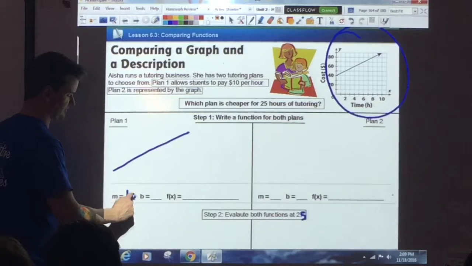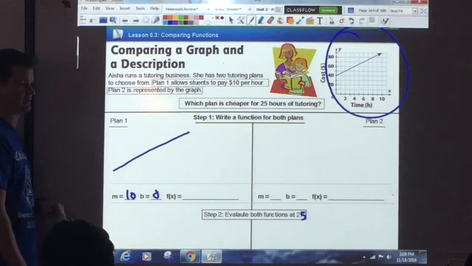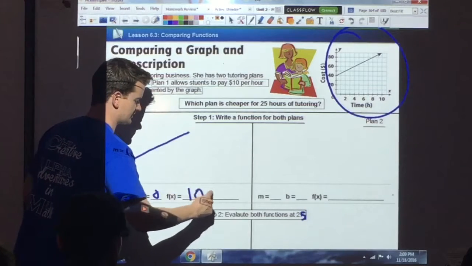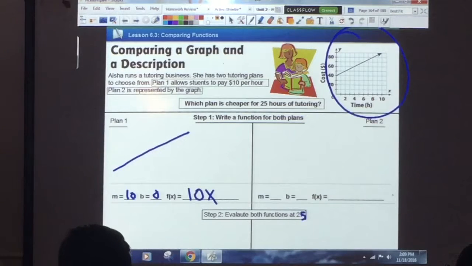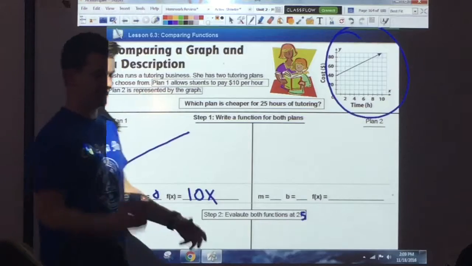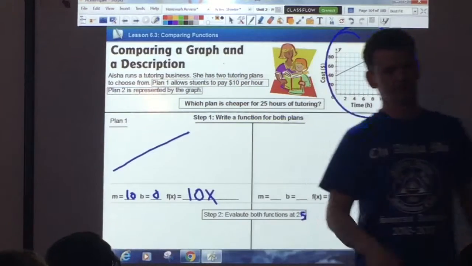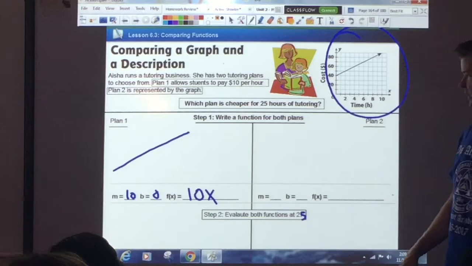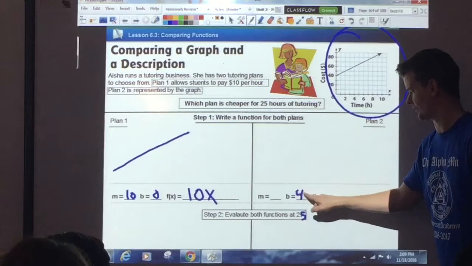$10 per hour, my slope is 10, my y-intercept is 0, because if I don't attend tutoring at $10 per hour, I don't pay anything. There's no beginning, there's no initial value. So my function is f of x is equal to 10x. For plan 2, I have to look at the graph. The good thing about a graph, I can identify the y-intercept right away. What's the y-intercept? 0, 40, also known as just 40 if we're going to write an equation.